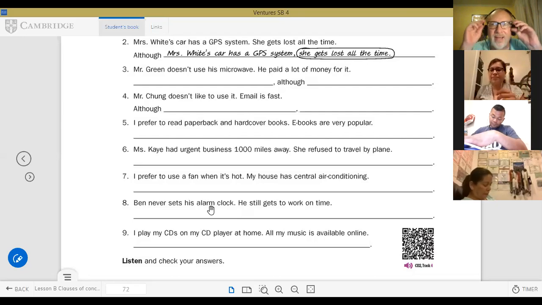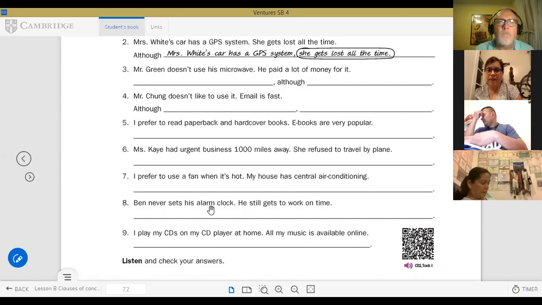And what about despite? My house has central air. Despite my house has central air conditioning, but I wouldn't say has. I would say despite my house's central air conditioning, I prefer to use a fan. Despite the central air conditioning in my house, I prefer to use the fan.